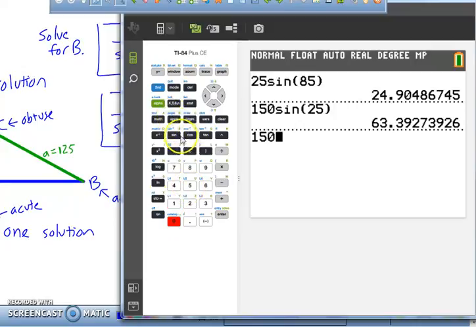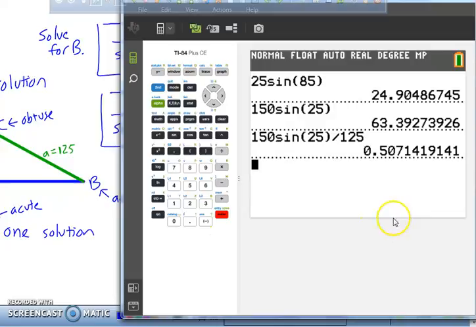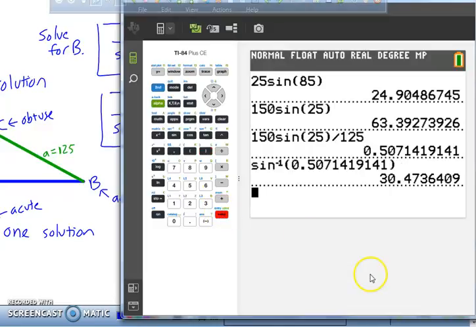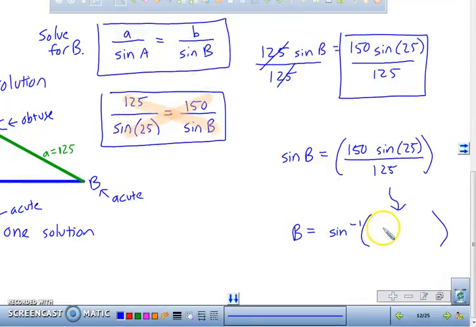150 sine 25. And what are we going to divide that by? We divide that by what? 125. Do you guys see that decimal? So we're going to take the inverse of sine, and what are we going to find the inverse of sine to? Whatever that decimal is. And that's your angle. What is the measure of our angle? About 30.5 degrees. So right now, I want you to understand that capital B is approximately equal to 30.5 degrees. When it said round to the nearest 10, I just rounded it to the nearest 10. So there's our angle B.